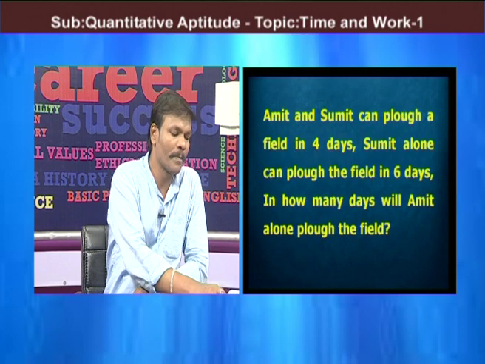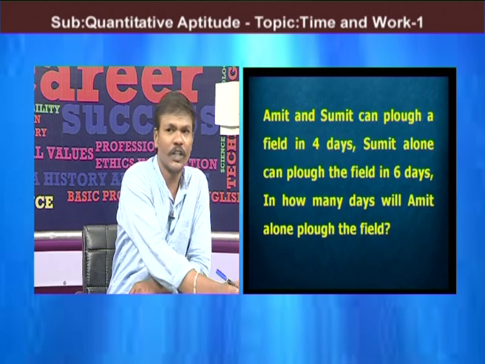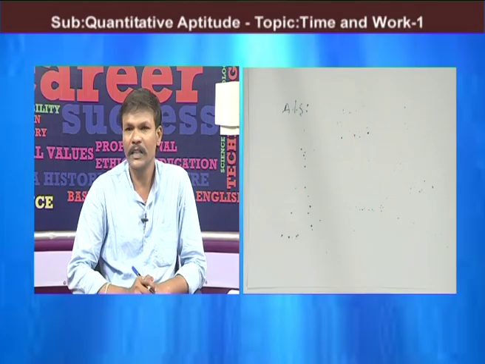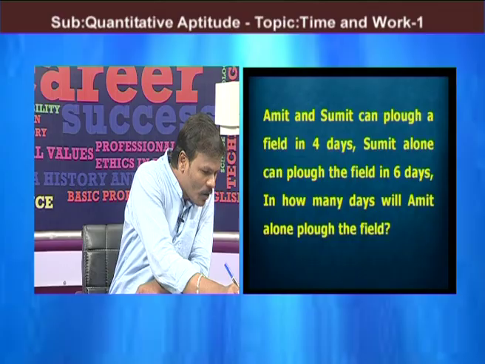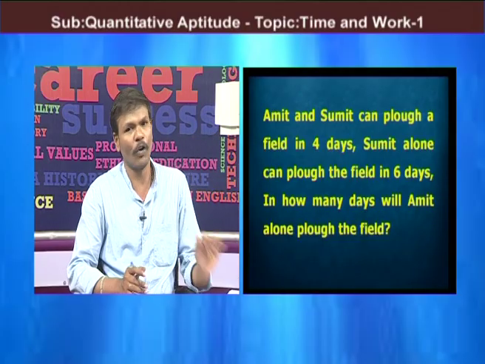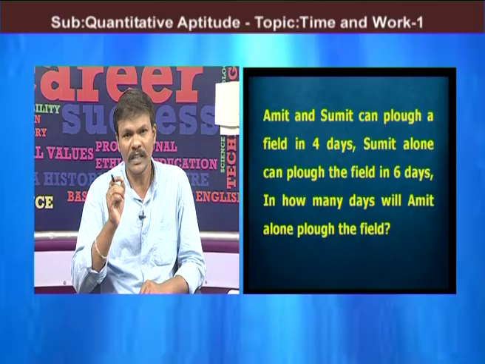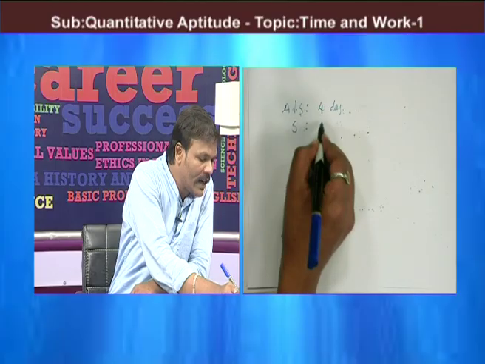When we observe the question, Amit and Sumit can plough the field in 4 days. So, we have the first statement: both working together, how many days do they take? They take 4 days. Now, Sumit alone can plough the field in 6 days.